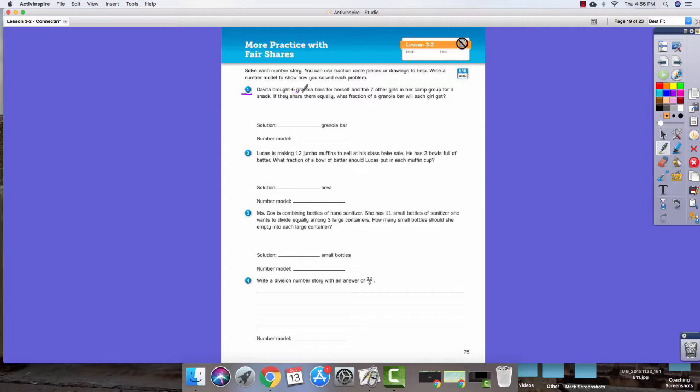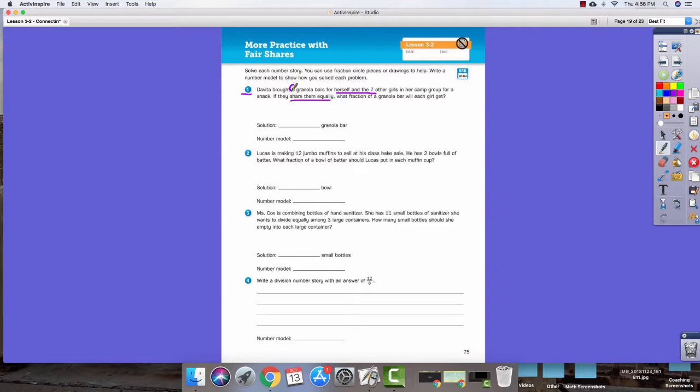Davida brought 6 granola bars for herself and 7 other girls in her camp group for a snack. If they share them equally, what fraction of a granola bar will each girl get? So I need to think to myself, how would I solve this problem? Sharing equally is usually a clue that we're going to use division. So I need to think, what is Davida doing in this problem? Well, she has 6 granola bars and she wants to share them with herself and 7 other girls. So since she's getting one, she wants to share with 8 people.